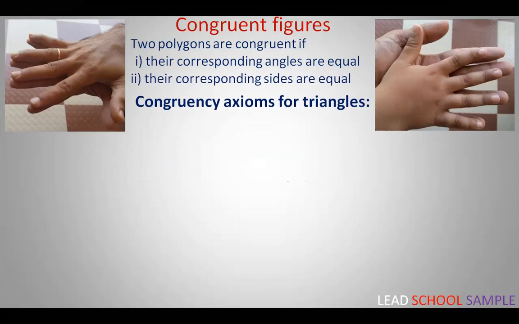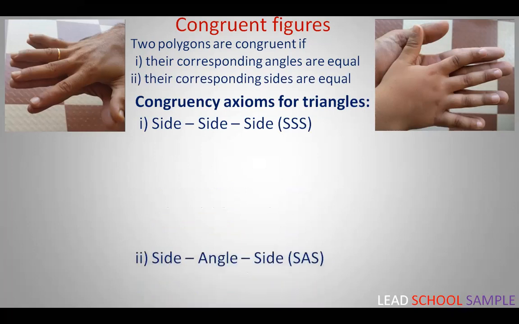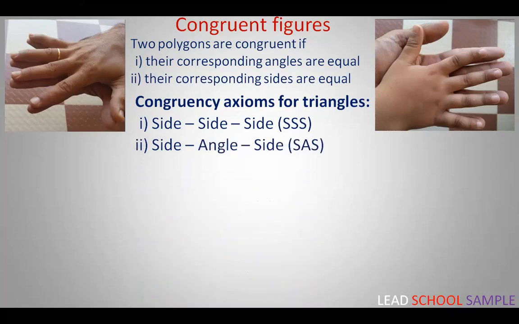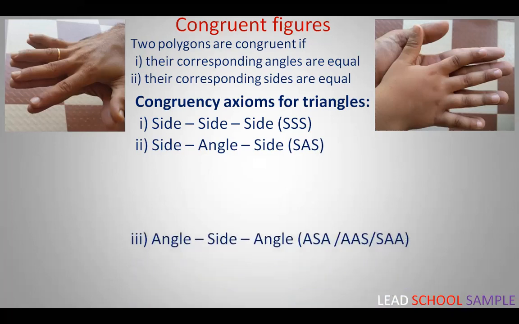Instead of that, we can apply any congruency criteria or congruency axioms for triangles. One is SSS. That means if three sides of one triangle are equal to the corresponding three sides of another triangle, then they are congruent by SSS congruency criteria. If two sides and the included angle of one triangle are equal to the corresponding two sides and included angle of another triangle, then they are congruent by SAS congruency criteria.